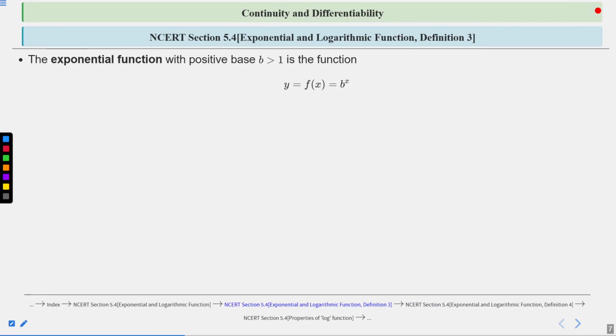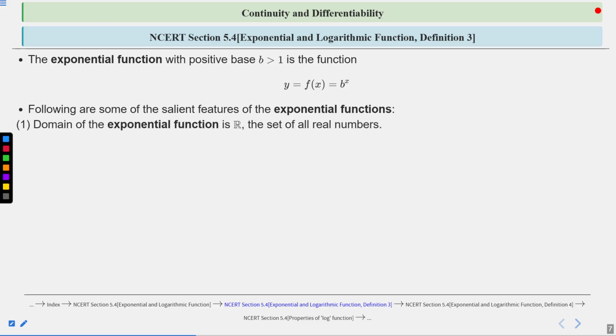So the exponential function with positive base b greater than 1 is the function y equal to f(x), which is equal to b to the power x. So following are some of the salient features of the exponential functions. What will be these salient features?